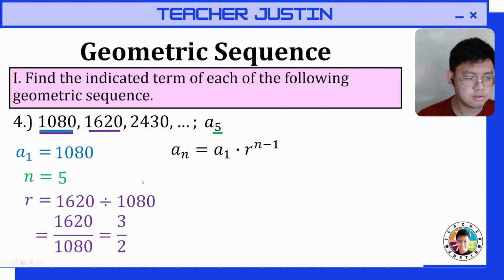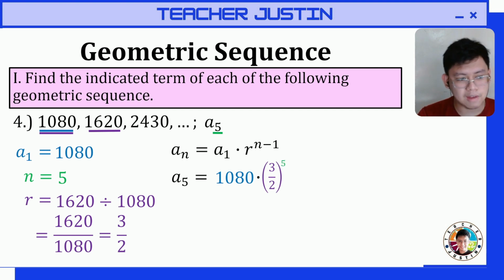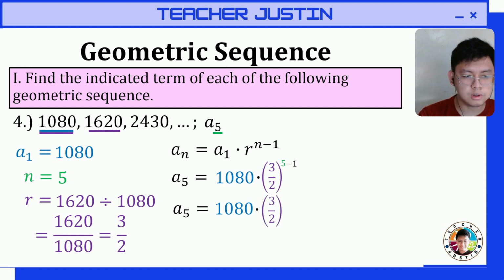So, substitute natin yung ating given dito sa formula. That will give us the fifth term is equal to the first term, 1,080, times r, which is 3 over 2, raised to n, which is 5, minus 1. So, let's simplify this. Start tayo by simplifying the exponent. So, we have 1,080 times 3 over 2 raised to the power of 4. Now, let's simplify 3 over 2 raised to 4. That will give us 1,080 times 81 over 16.